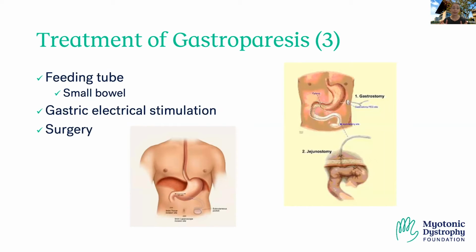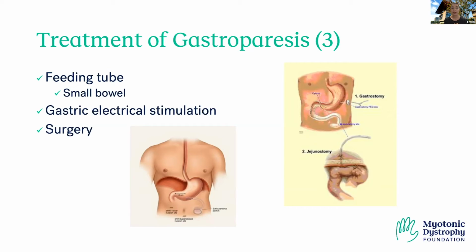The different surgeries that are available, and there are no data really on myotonic dystrophy patients, include providing the feeding tube. Remember that the feeding tube here has to bypass the stomach because the stomach doesn't really empty well, so we want to place the feeding tube in the small bowel. This is usually done by the surgery group. The gastroenterologists cannot all really provide this.